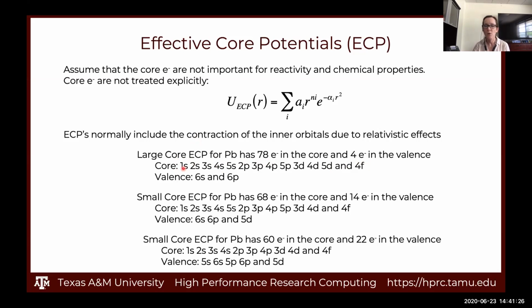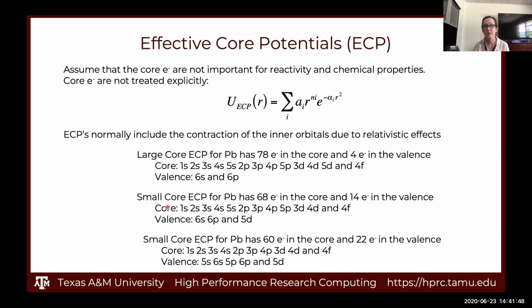So the only thing that's going to be treated explicitly that could be used for bonding, or the strong quantum electronic effects, would be the 2s and the 2p. This is not something that you would want to use if your lead was reacting with something. If you just needed the property of the 6s and the 6p, then you could use this.